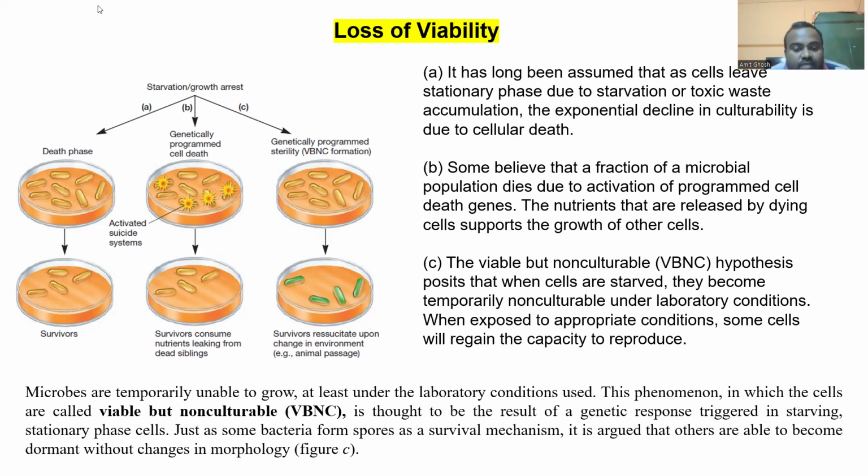in short called VBNC, is thought to be the result of a genetic response triggered in starving stationary phase cells. Just as some bacteria form spores as a survival mechanism, it is argued that others are able to become dormant without changes in morphology, and that is depicted in figure C. So how viability becomes lost, we can explain by these three theories.